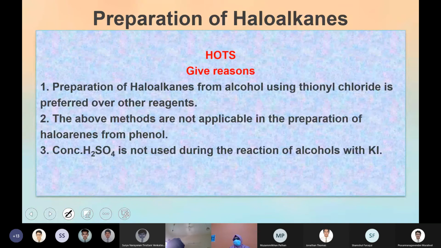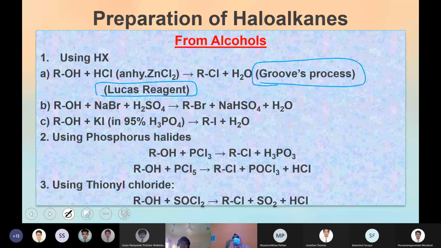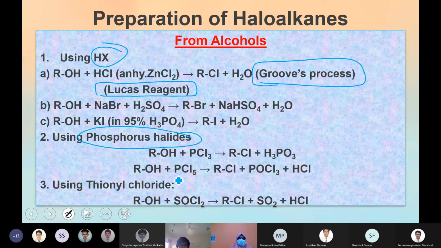Let's discuss these three questions just to check your understanding. Preparation of haloalkanes from alcohol using thionyl chloride is preferred over the other reagents. That means we discussed three different reagents: hydrogen halide, that is halides of hydrogen or metals, or phosphorus halides, or thionyl chloride. So three reagents can be used to convert alcohol to haloalkane. Among these three, the third method is more preferred over the other two. Why? Why do you think the third method is preferred?